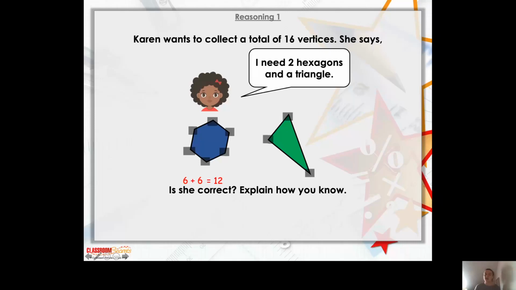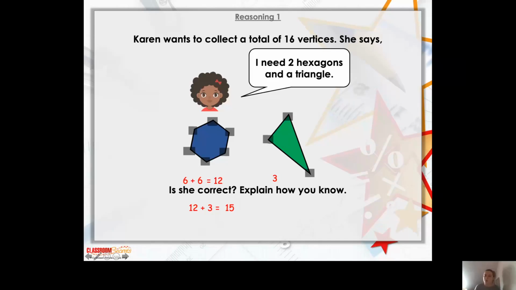And then she needs to add on the number of vertices for a triangle. So she's got her 12 for her 2 hexagons, and she needs to add how many? 3 for the triangle. So she needs to do 12, add 3, which equals 12, 13, 14, 15. So she would have 15 vertices if she had 2 hexagons and a triangle.